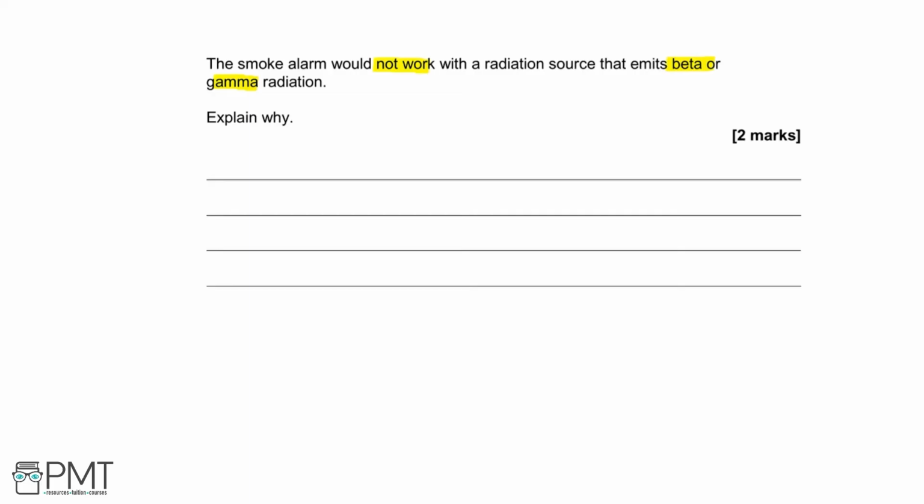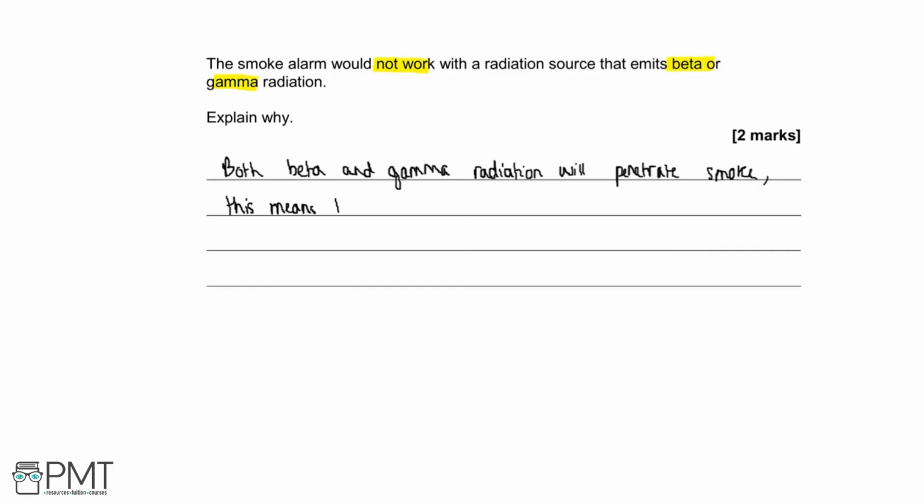However, we need to know about the properties of beta and gamma radiation. Now they will penetrate a lot further, and while, for example, a piece of paper would absorb alpha radiation, it will not absorb beta or gamma radiation. So therefore, our first point needs to be that the beta or gamma radiation would be able to penetrate the smoke. Our second point is then to say, why would this mean that the smoke alarm would not work?